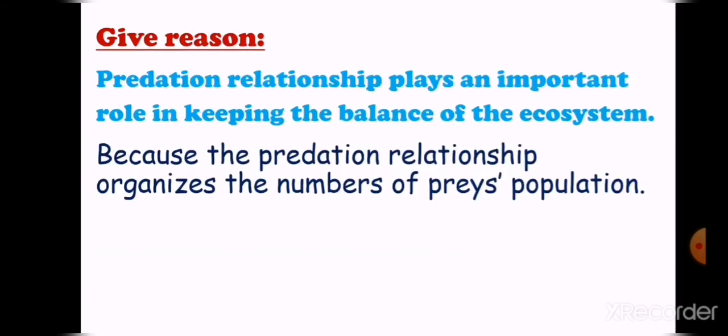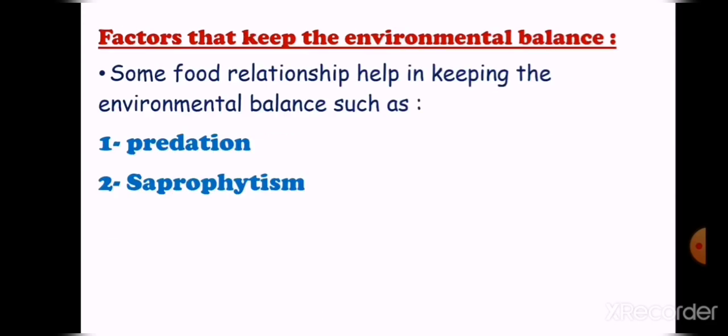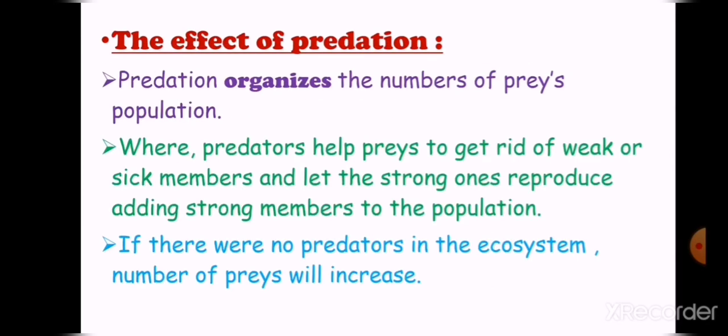Now, let's recap these points. What are the factors that keep the environmental balance? There are some food relationships like predation and saprophytism. The effect of the predation is that it organizes the number of prey.